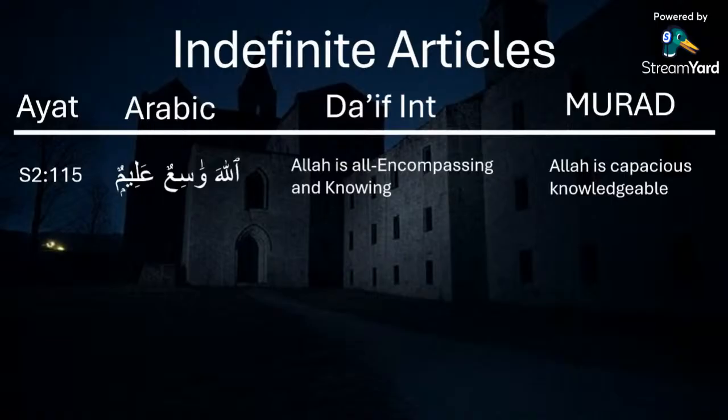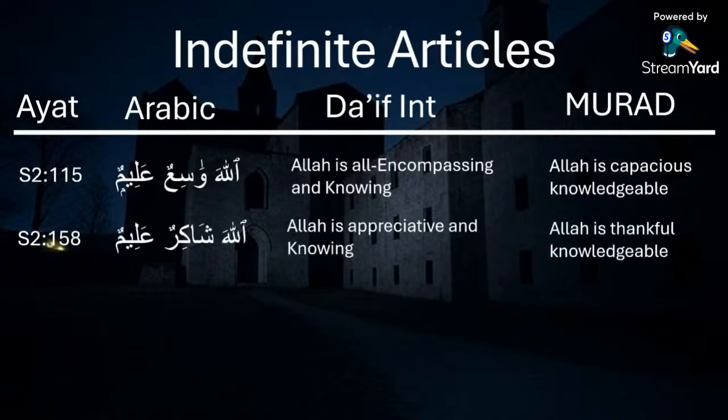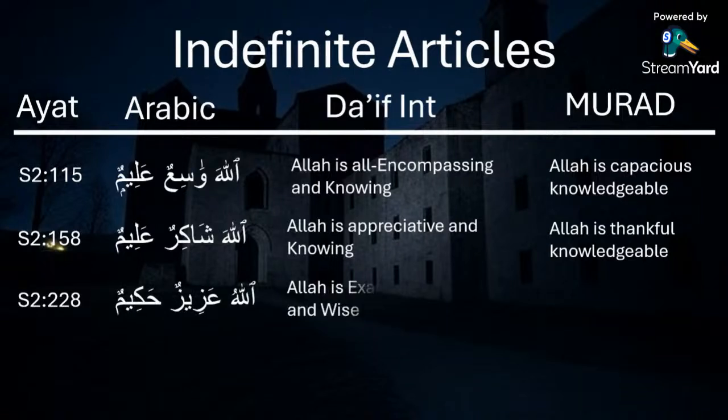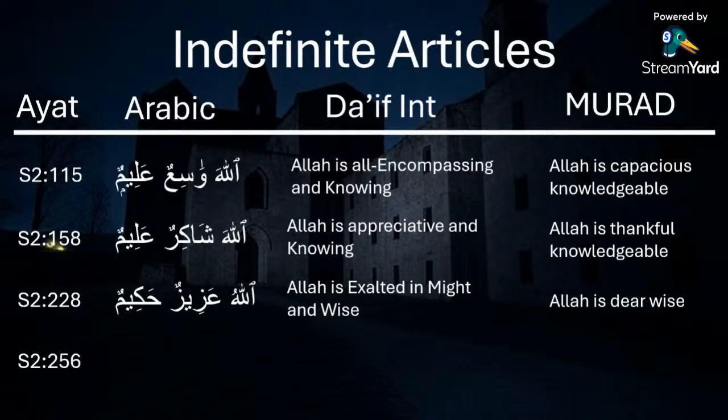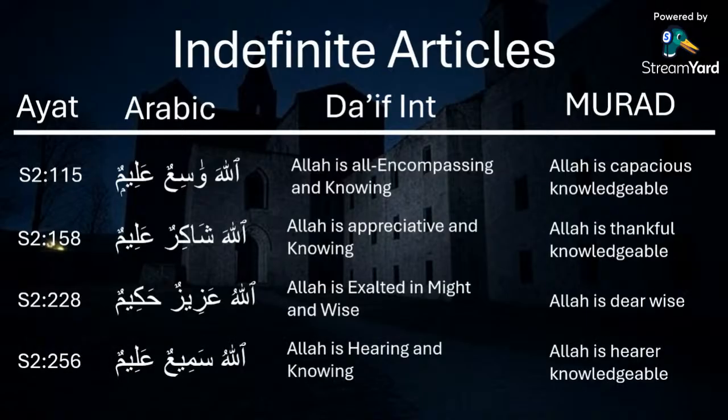Sahih International says, Allah is all-encompassing and knowing. Murad translated as Allah is capacious, knowledgeable. It's like, all right, fair enough. Then we have other ones like that one. I'll just read Murad's. Allah is thankful, knowledgeable. Okay. And that one. Allah is dear, wise. And one last one. Allah is hearer, knowledgeable.